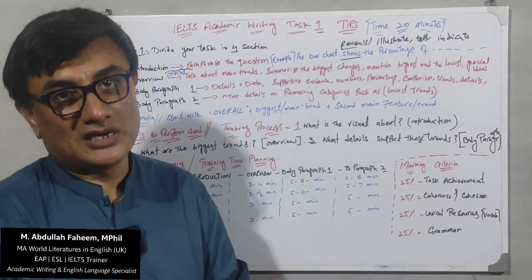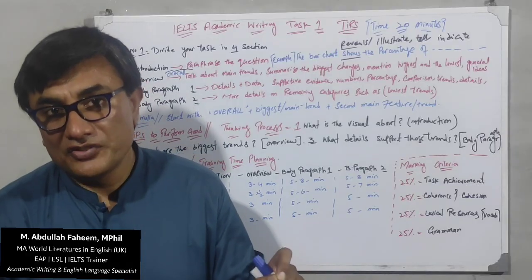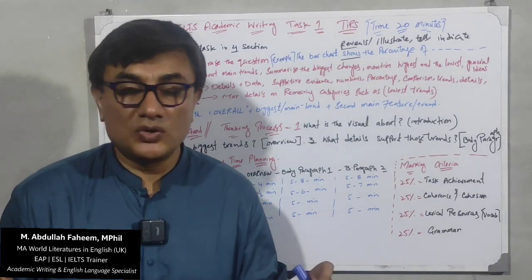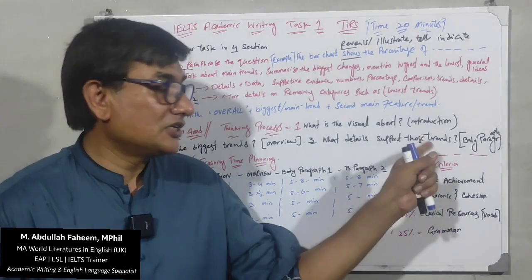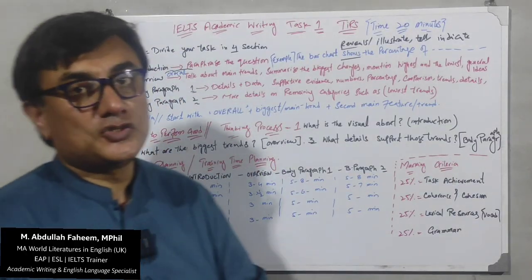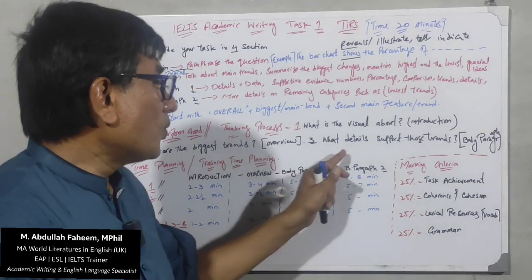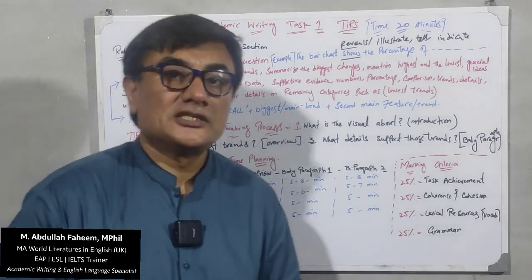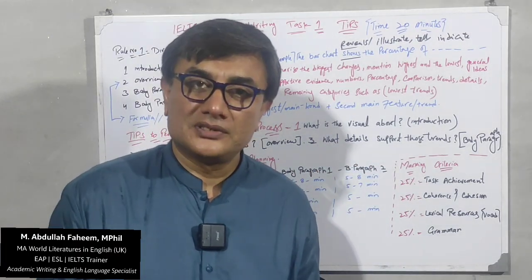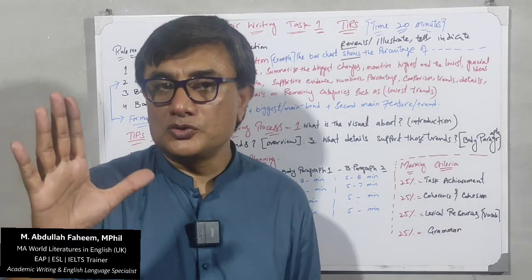तस्वीर किस चीज के बारे में है? This is all about your introduction. If you think carefully what the picture is about, what the visual is about, it's your introduction. Now, what are the biggest trends? It's your overview. Now, again, what details for those trends? These are your body paragraphs. So three major rules and you are up on your task.